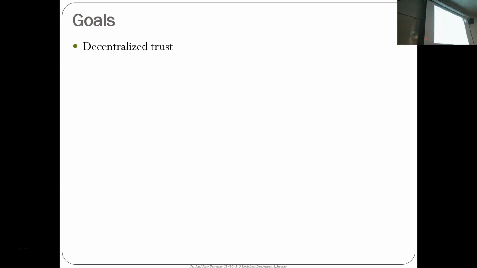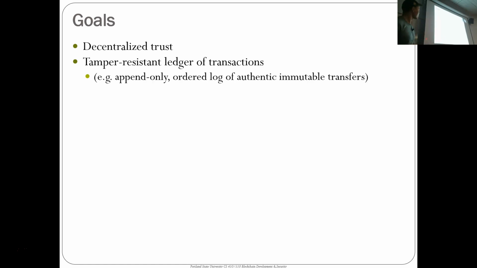The goal of a cryptocurrency and a blockchain is first, decentralized trust. You have a way of bootstrapping trust onto a network where nobody trusts each other, right? That's hard to do. The next thing that you want is a tamper-resistant ledger of transactions. So append-only, ordered log of authentic, immutable transfers. You also want the thing to be highly available and replicated. You don't want the thing to be shut down, like a Napster or some of these other services.